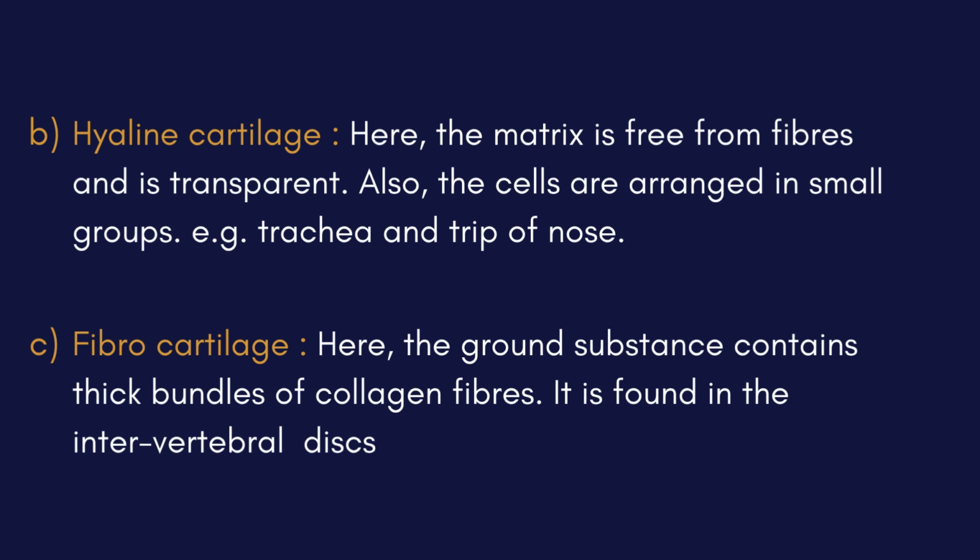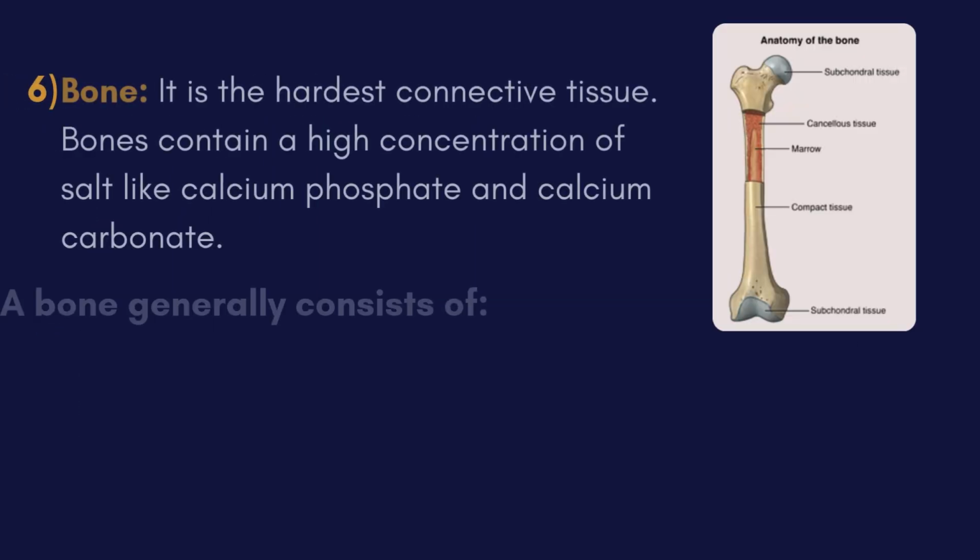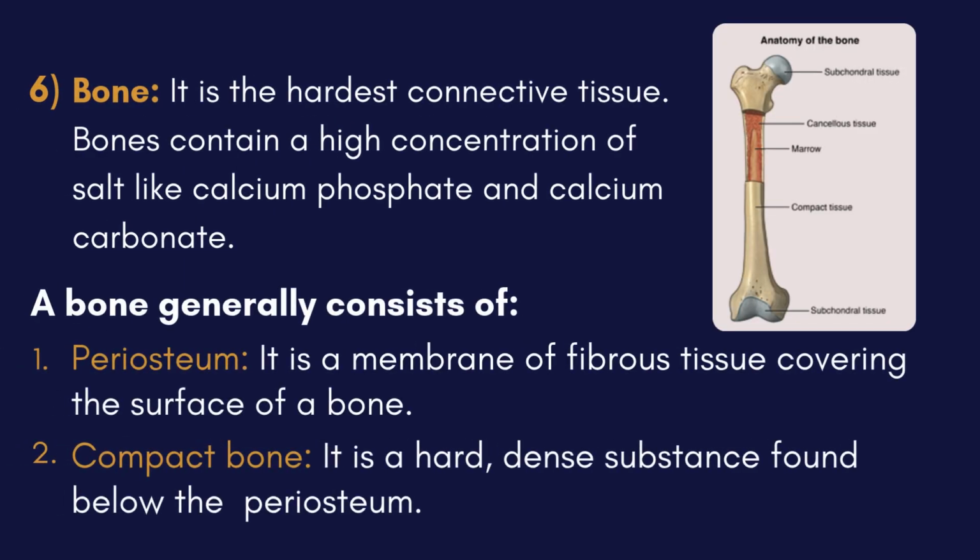Fibrocartilage. Here, the ground substance contains thick bundles of collagen fibers. It is found in the intervertebral discs. Bone. It is the hardest connective tissue. Bones contain a high concentration of salts like calcium phosphate and calcium carbonate. A bone generally consists of periosteum. It is a membrane of fibrous tissue covering the surface of a bone. Compact bone. It is a hard, dense substance found below the periosteum.